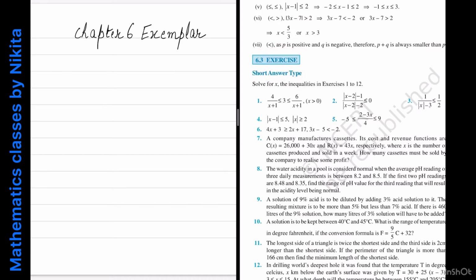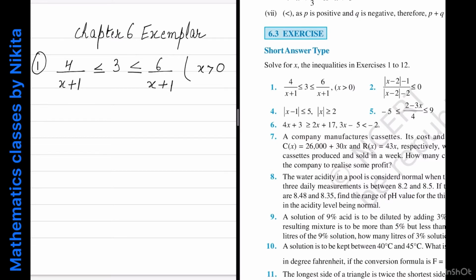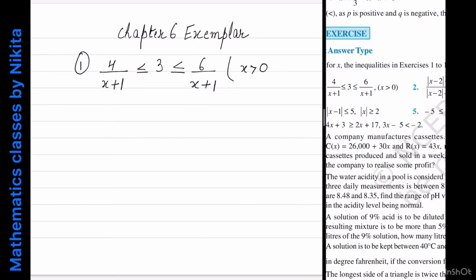It says solve for x the inequalities in exercises 1 to 12. So let's see the first question. It says that you have to solve for x such that x satisfies this inequality. So question number 1. We are given that 4 over x plus 1 is less than or equal to 3, and 3 is less than or equal to 6 over x plus 1, and it is also given to us that x is positive.